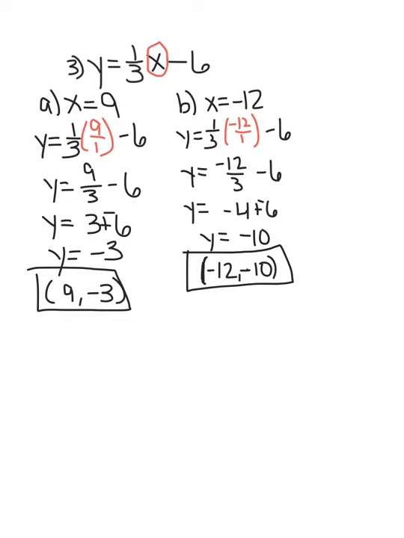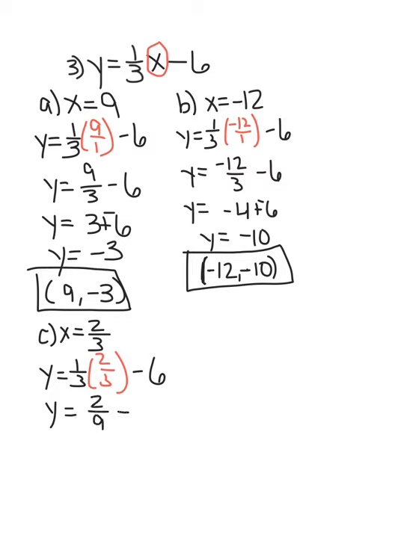All right, one last value for x. What if we do x equals 2/3, right? Another fraction, uh-oh. Let's see what happens. If we remember our fraction rules, it should not be too challenging, right? So we have y equals 1/3 times 2/3 minus 6, right? So now we've got to multiply the fractions together. 2 times 1 on top is 2, 3 times 3 is 9 on the bottom.